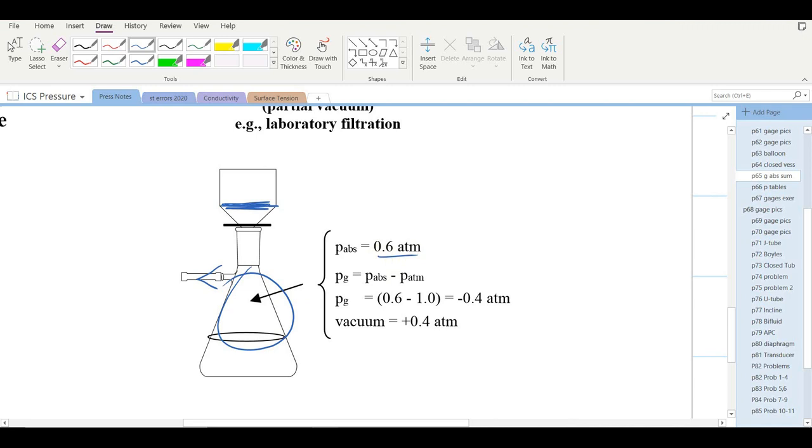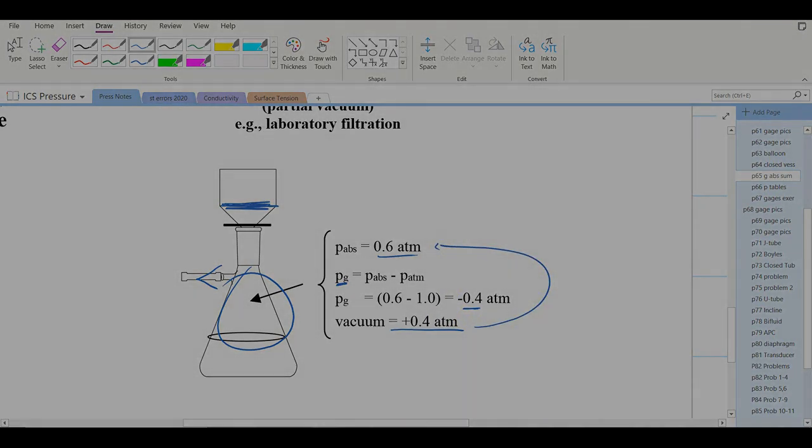You've reduced it by 0.4 atmospheres. So the gauge pressure, if you used a gauge pressure gauge, it would measure 0.6 minus 1, it would measure negative 0.4 atmospheres, right? Gauge pressure of a partial vacuum is negative. How much vacuum is being pulled? Well, you'd have to say it's 0.4 atmospheres vacuum. That plus the remaining pressure make 1 atmosphere. And that's probably enough for this lesson.